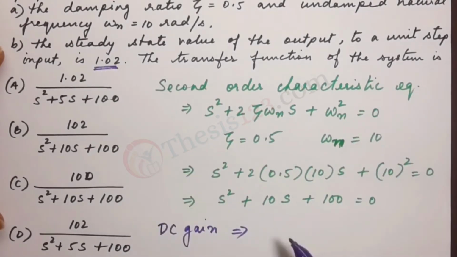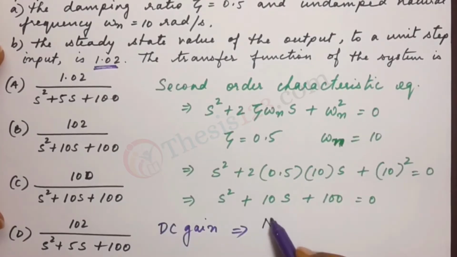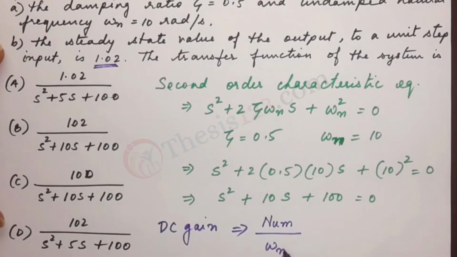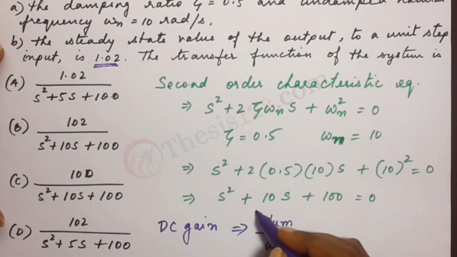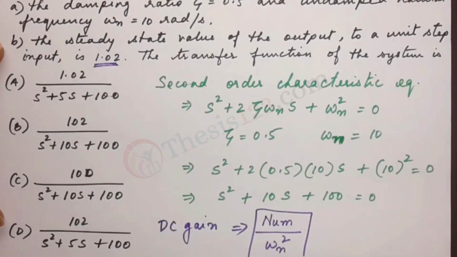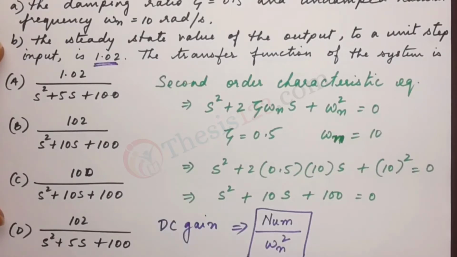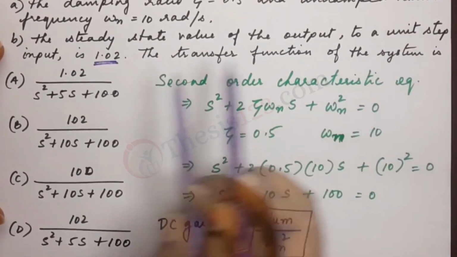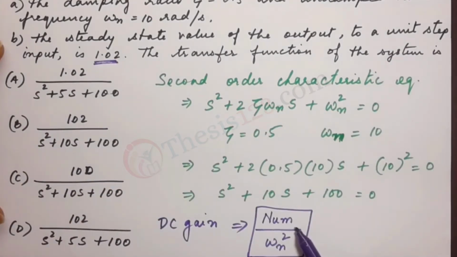Okay, and that would be the numerator divided by omega n square. This is sort of a trick, an easy way of remembering the output to a unit step input. You can take it as the numerator of the transfer function divided by omega n square. Now omega n value we already have as 100.